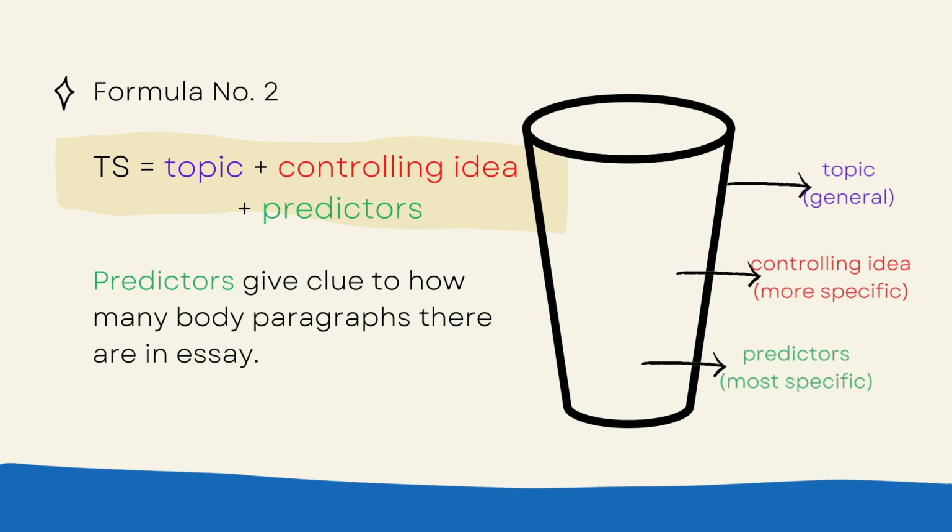Now, looking at the cup on the screen, again, the top part of the cup is for topic, which is the more general sense. The middle part is for controlling idea, which is more specific, and the bottom part of the cup is for predictors because it is the most specific part in the thesis statement.